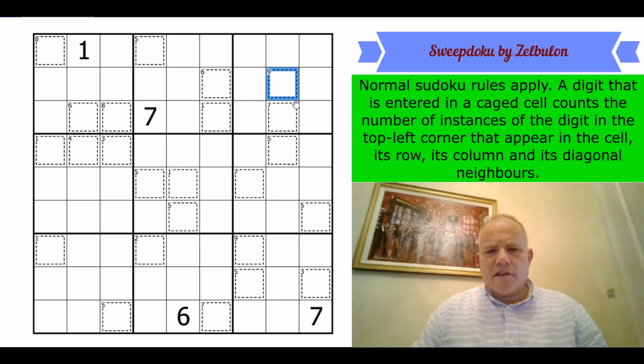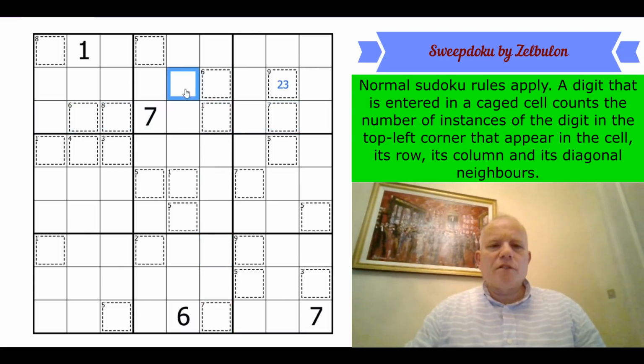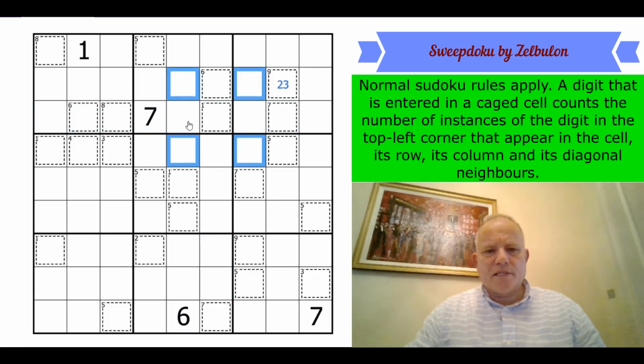I think it is. I think low numbers are always going to go in the cages. 4 might be the maximum number. A 4 here would indicate that there was a 1 in that row, a 1 in that column, and up to 2 more 1s in these cells. So 4 is the biggest number that can go in a cage. This is definitely important.